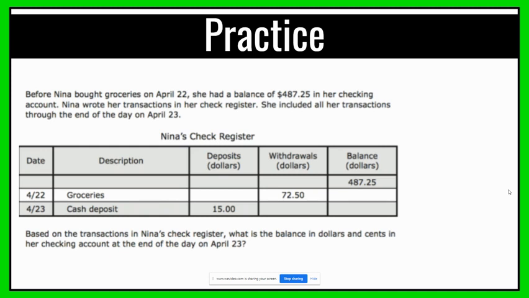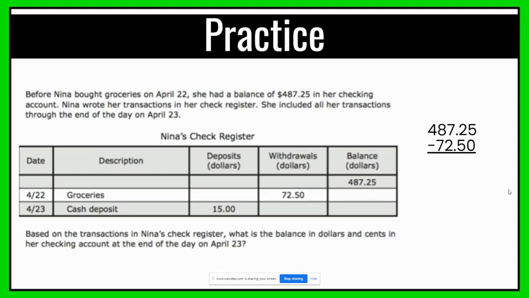Based on the transactions in Nina's check register, what is the balance in dollars and cents in her checking account at the end of the day on April 23rd? Okay, I'm balancing my check register. We take our starting balance of $487.25. I'm going to subtract my withdrawal of $72.50.